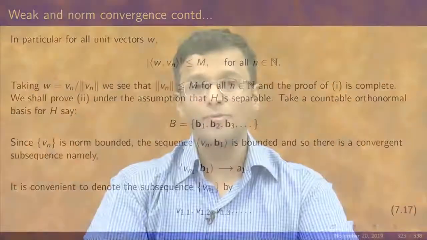Now let us take the proof of the second part, and you need to be a little patient with this because the proof is long, but it's worth going through this proof carefully. So we shall prove the second part under the additional assumption that the Hilbert space is separable. What is a separable Hilbert space? A separable Hilbert space means that there is a countable orthonormal basis B equal to B1, B2, B3, and so on. So we have taken a countable orthonormal basis.